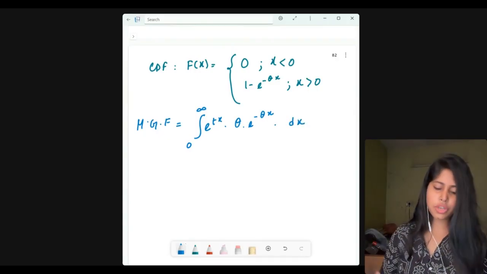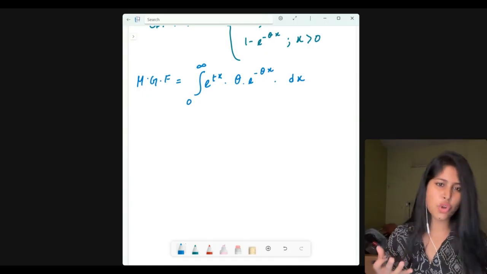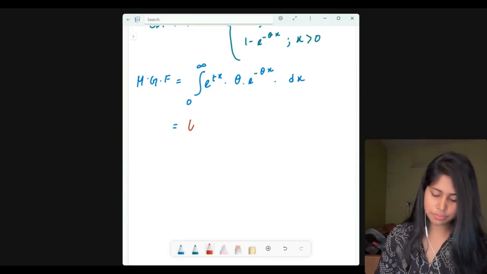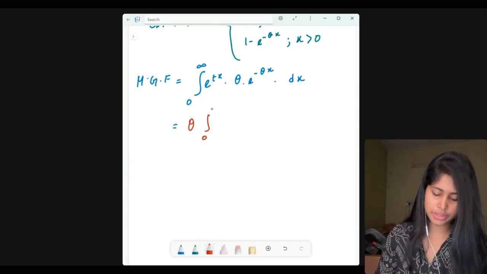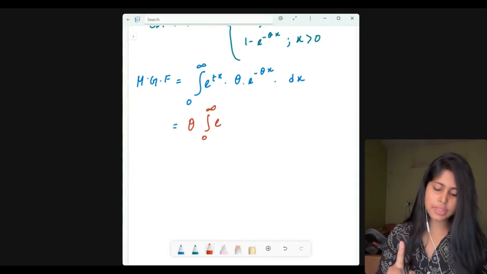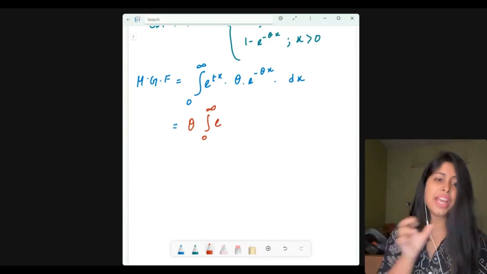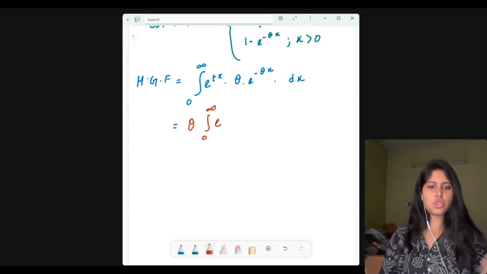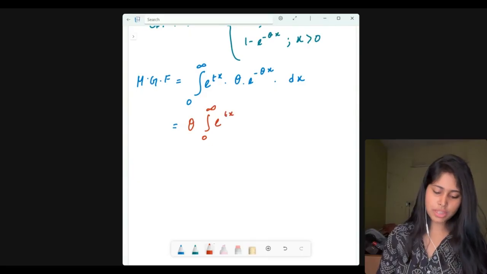So now we can take out that theta again, because that is a constant, right? So let us take this theta outside. Now we are left with the integral from 0 to infinity of e to the power tx times e to the power minus theta x, because the base is the same here, the base is e. So we can directly combine these two, right? So how will we do it? e to the power tx minus theta x dx.